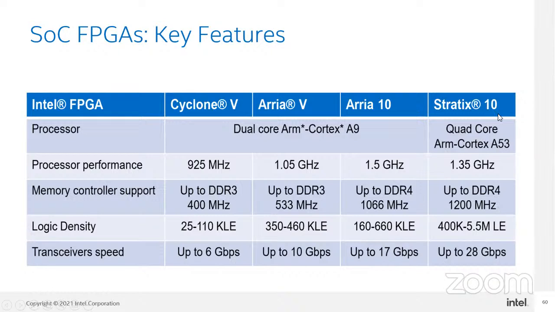Right, and I have stopped with only Stratix 10. I didn't move on to HLX. Now you can see that the transceiver speed will be up to 6 Gbps in Cyclone 5, Arria 5 up to 10 Gbps, Arria 10 up to 17 Gbps, and then Stratix 10 up to 28 Gbps. So now this is the SoC FPGA logic. We have Cyclone 5, we have Arria 5, we have Arria 10, and then we have the Stratix.